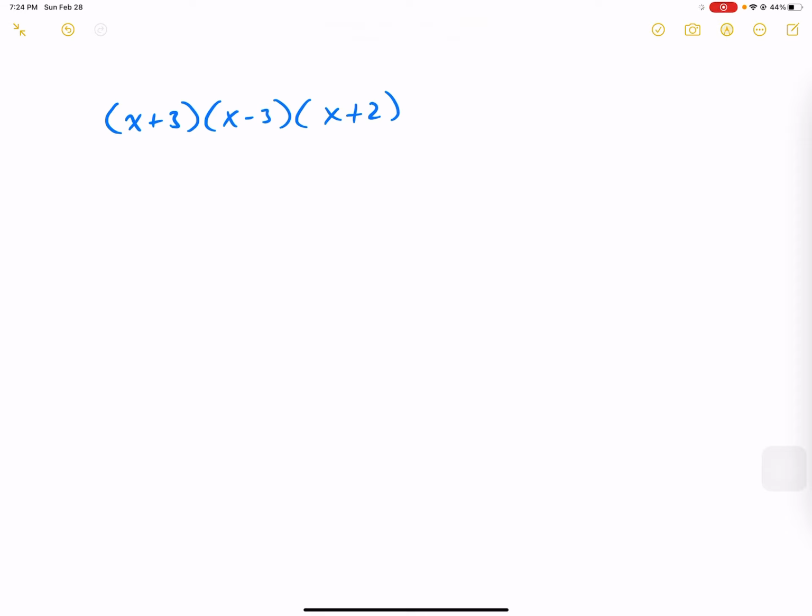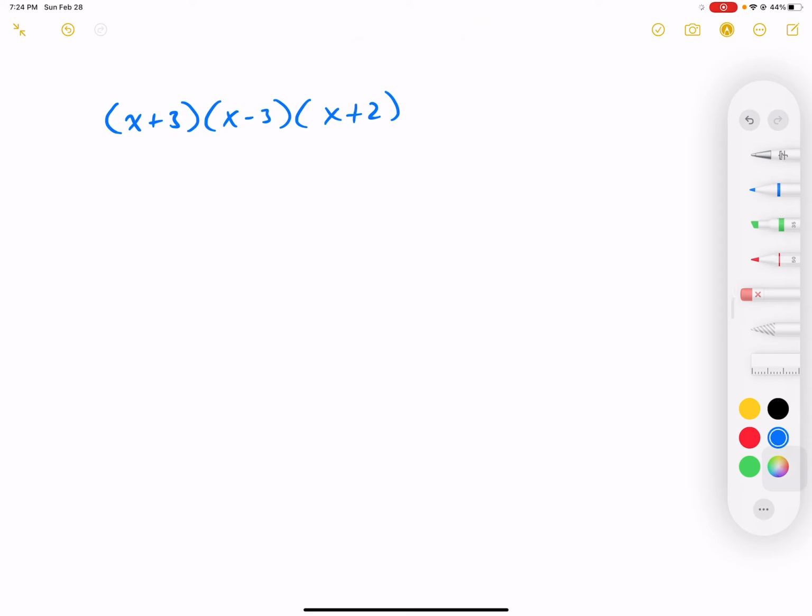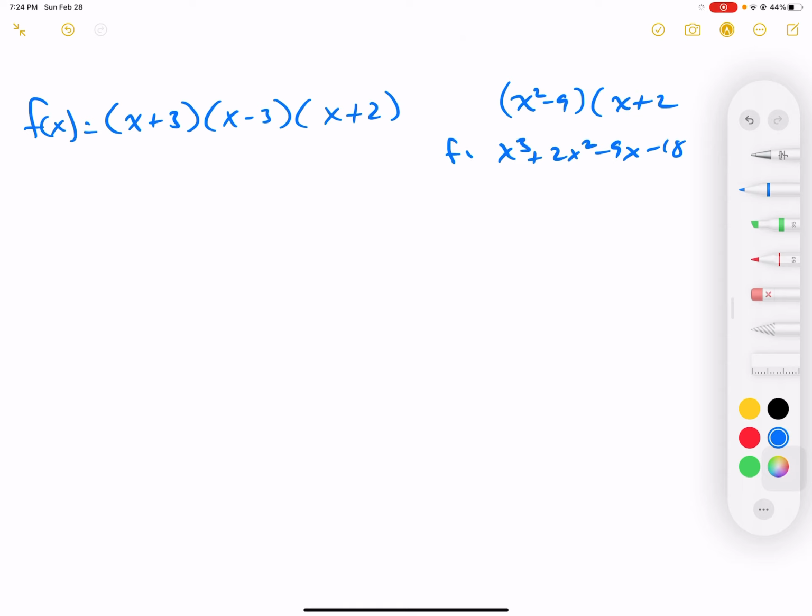So if I give you a function, and let's say the function is very broken up here, as you guys can see, it's the factored version of x plus 3, x minus 3, and x plus 2. If I multiply these together, we end up with x squared minus 9, because x plus 3 times x minus 3 is x squared minus 9, times x plus 2. It'll be x cubed plus 2x squared minus 9x minus 18. Okay, that's the original function.